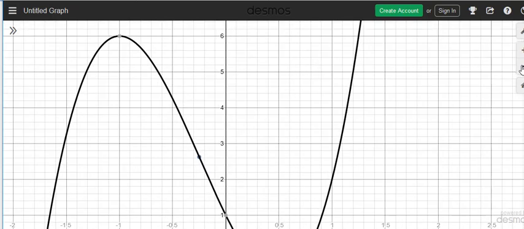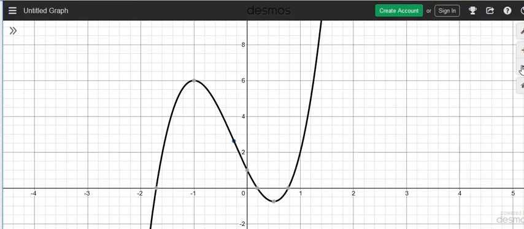And so again, we can get information about the graph of this function without having to actually plot a whole bunch of different points. We can just use calculus to help us determine some of these things.